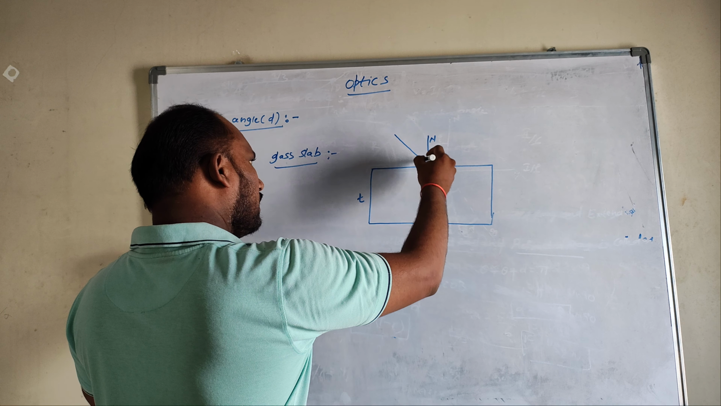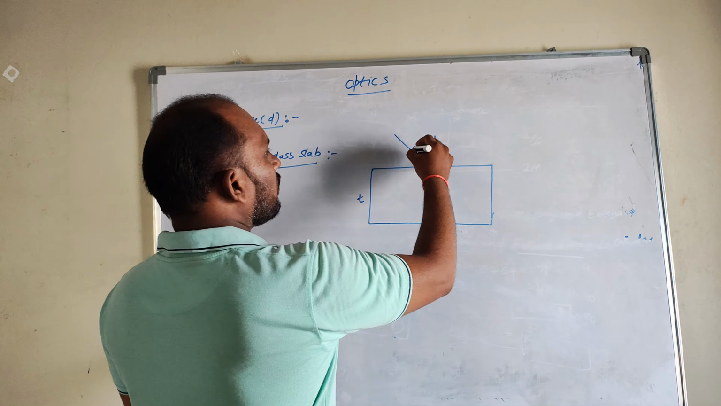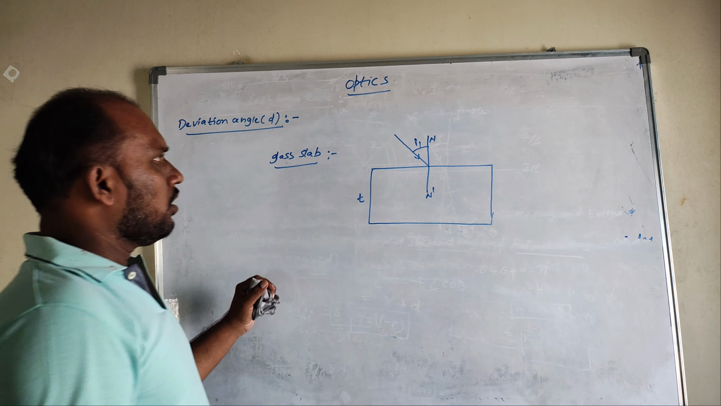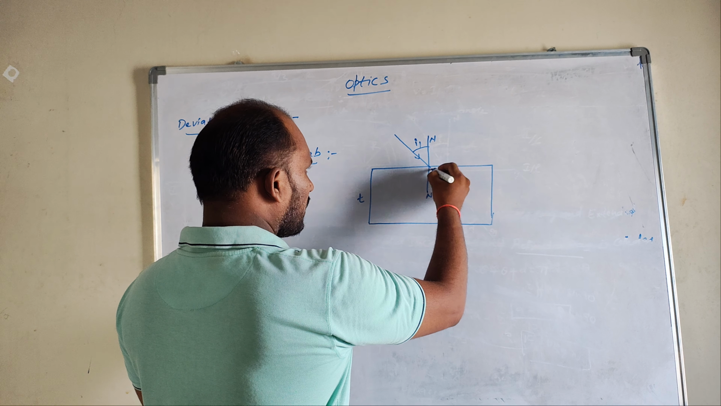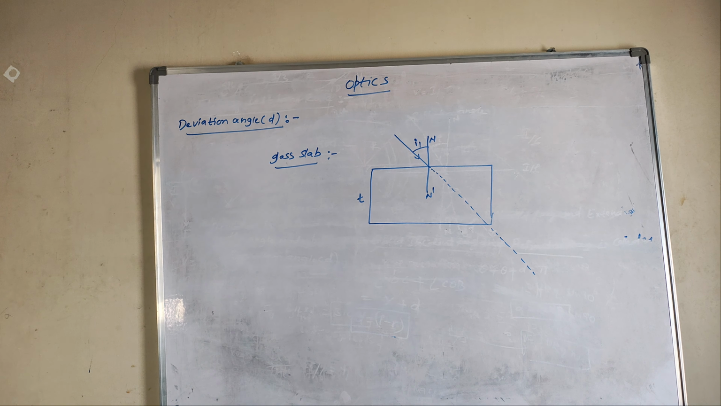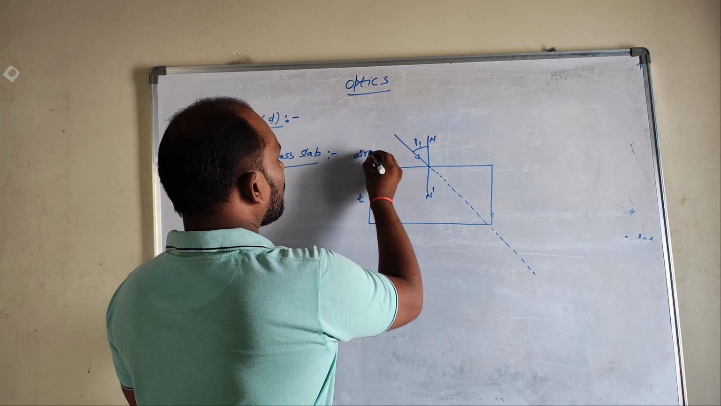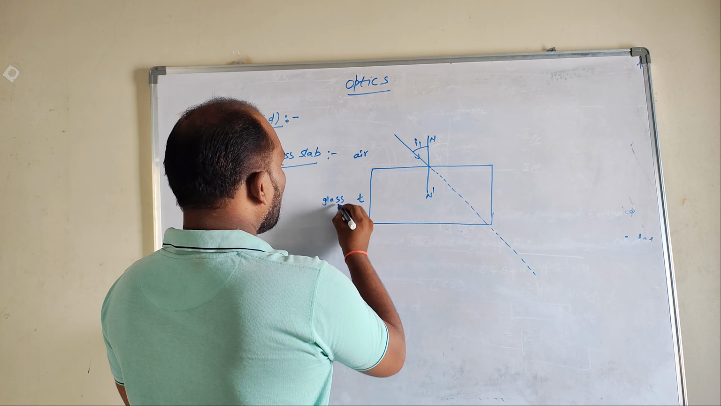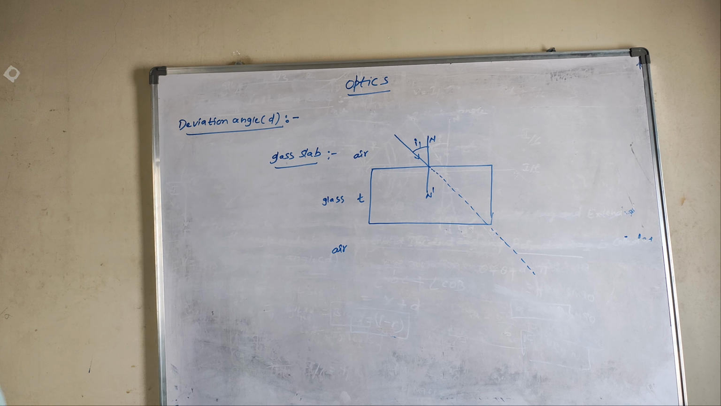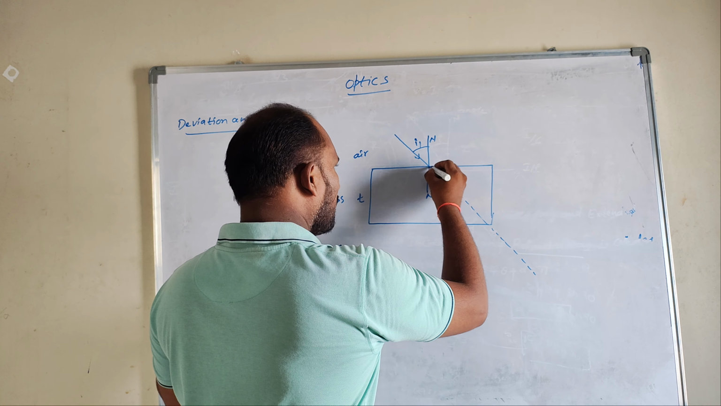How to incident a light ray? Incident a light ray at an angle I1. I1 is my angle of incidence. Now I have to extend this incident ray. I hope this is air, this is glass, and this is also air. So air, glass, air. The light is traveling from rarer to denser, so it bends towards the normal line.